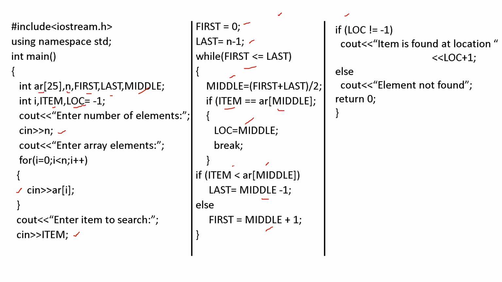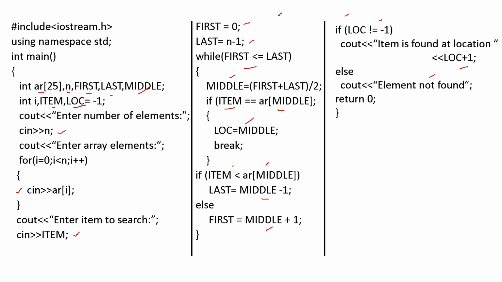So if location is not equal to -1, you have to print the location as LOC plus 1, else you have to print element not found. So this is a way how binary search can be done. Okay, so just understand the logic, how it is being done.